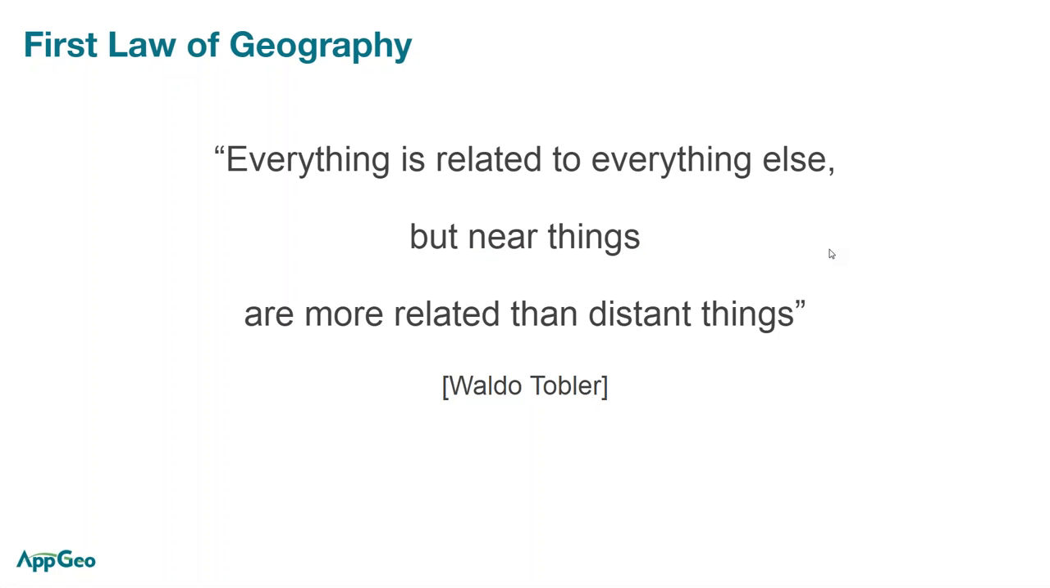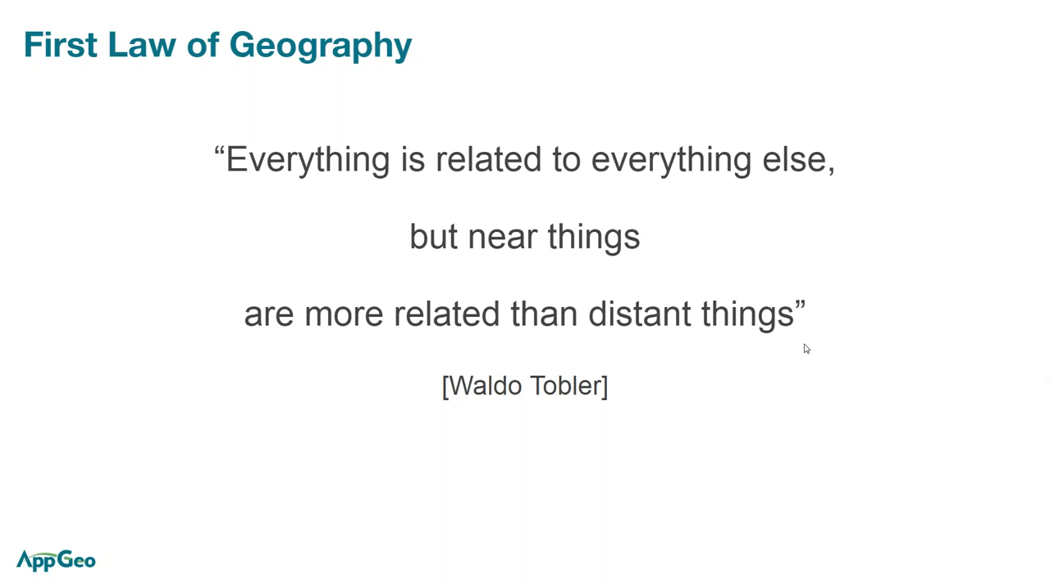I'd like to start by talking about the first law of geography, namely that everything is related to everything else, but near things are more related than distant things. This was put forth in 1969 by the famous Swiss-American geographer Waldo Tobler, who our very own David Weaver, who some of you may know, a founder at AppGeo, got to meet and work with in the 1970s at UC Santa Barbara after he graduated from Clark. It's a small, connected world, right?